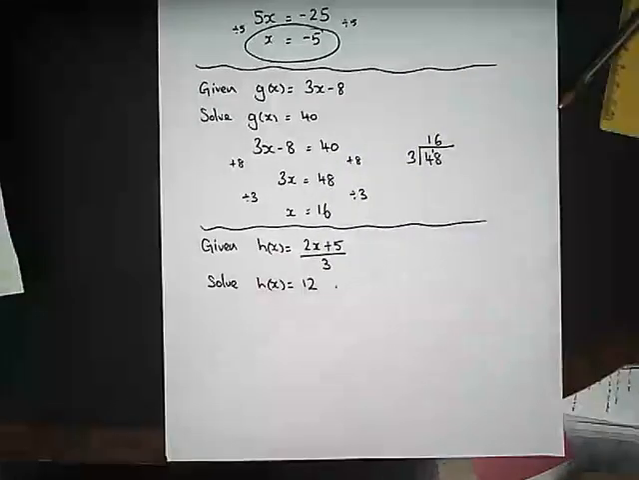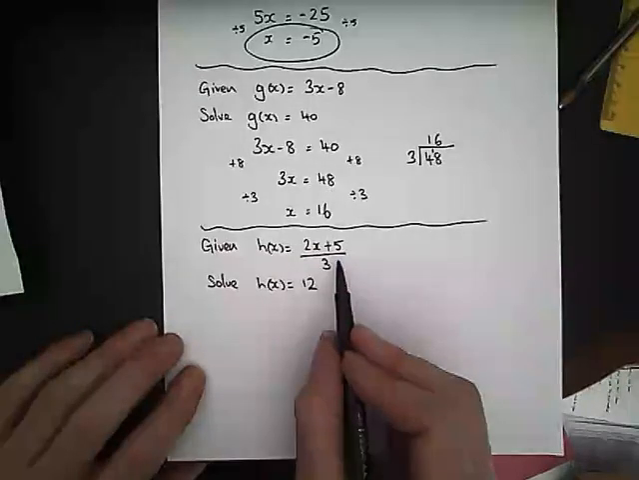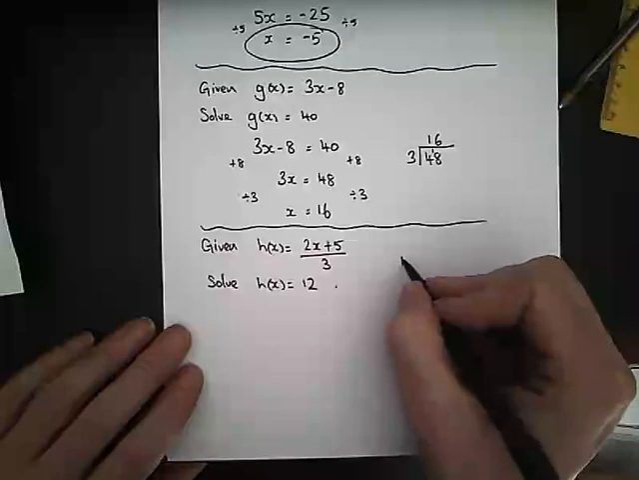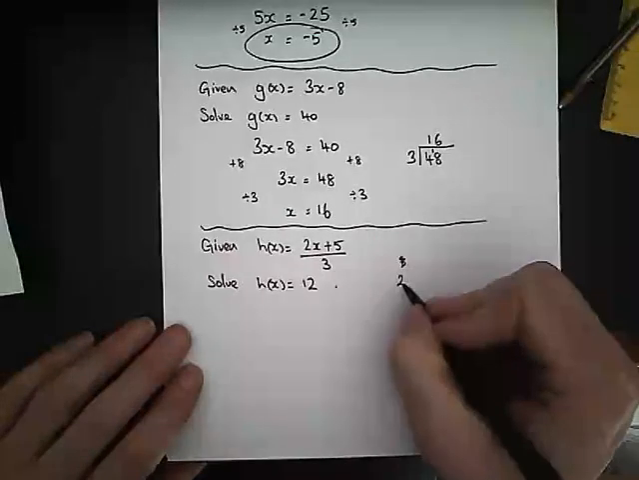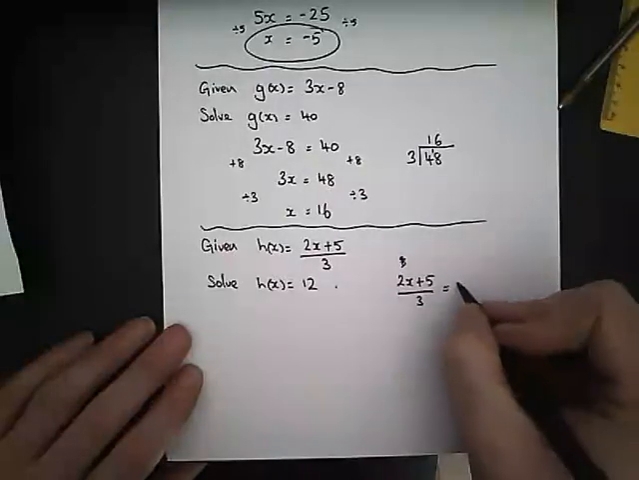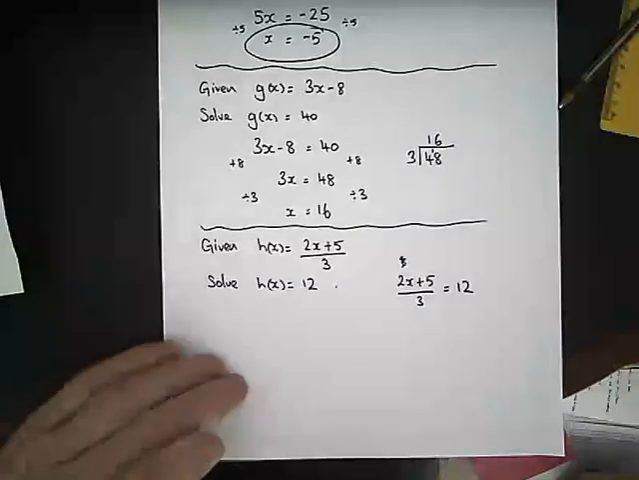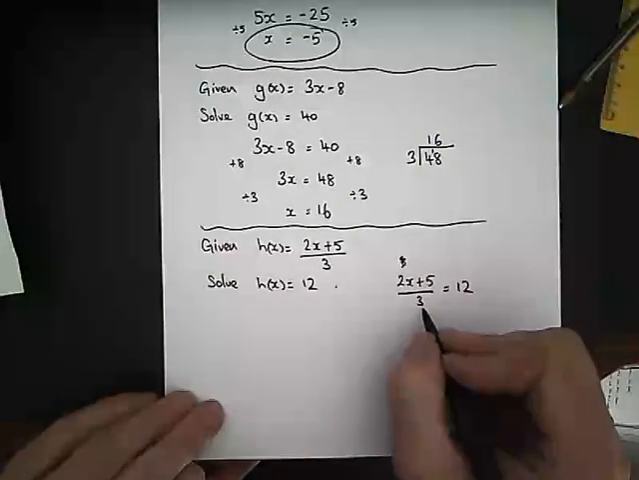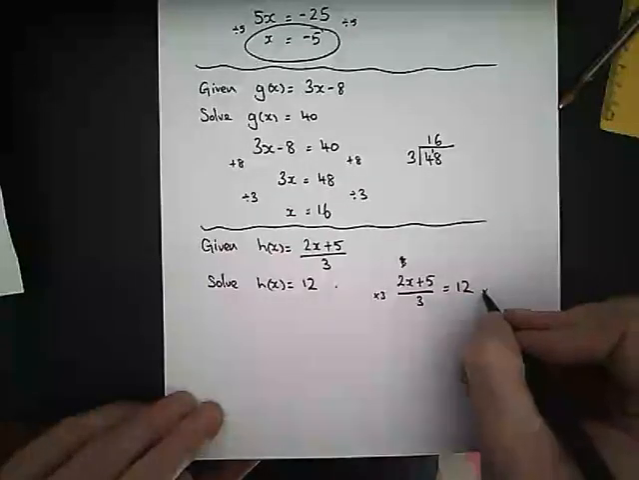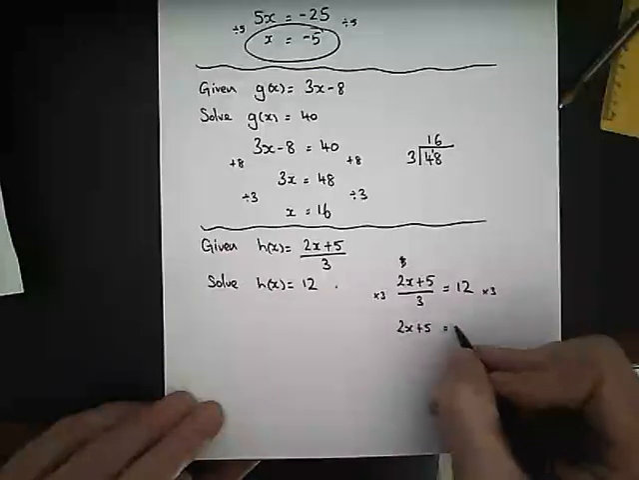So let's do what we've been doing before. No change. This function is equal to 12. So I'll do it over here this time. 2x plus 5, divided by 3, equals 12. Now I need to undo this again. I need to rearrange it so that it's x equals. So first of all, I need to undo this divide by 3. So I'm going to times both sides by 3. And I get 2x plus 5 equals 36.